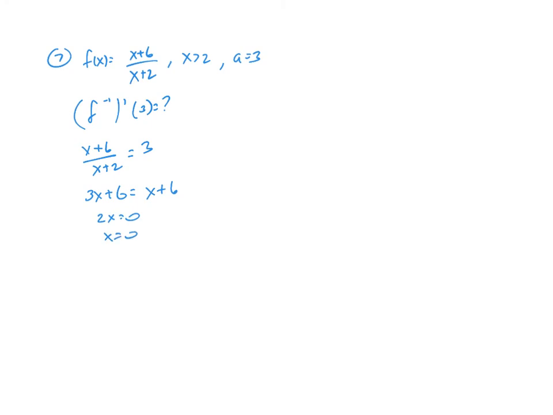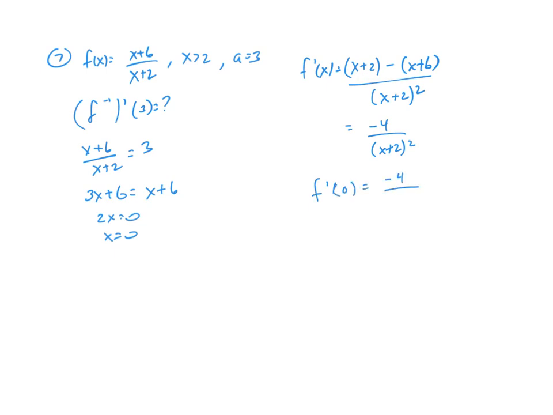All right. Now the derivative involves the quotient rule: denominator times the derivative of the numerator, which is 1, minus numerator times the derivative of the denominator, which is again 1, all over (x plus 2) squared. So in the numerator, I'm going to have 2 minus 6, which is -4. And the derivative at 0 is going to be -1. So that means that the derivative of the inverse at 3 is the reciprocal of -1, which is just -1.